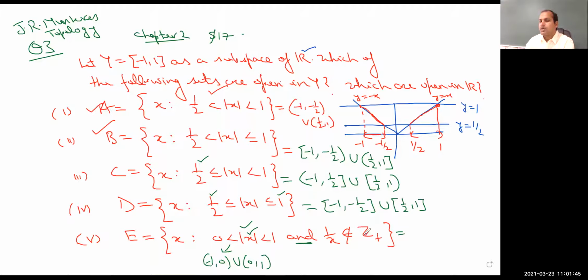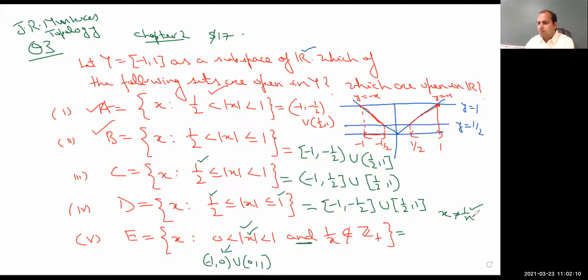Z plus here in this book stands for the set of natural numbers. So 1 by x should not be a natural number. Or you can say that x should not be equal to 1 by n type, where n belongs to the natural numbers. We need to exclude all those. So I need to exclude all those x, all those members of the type 1 by n, from this set.